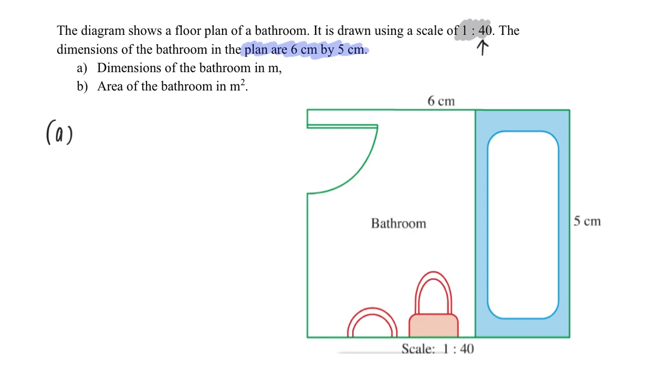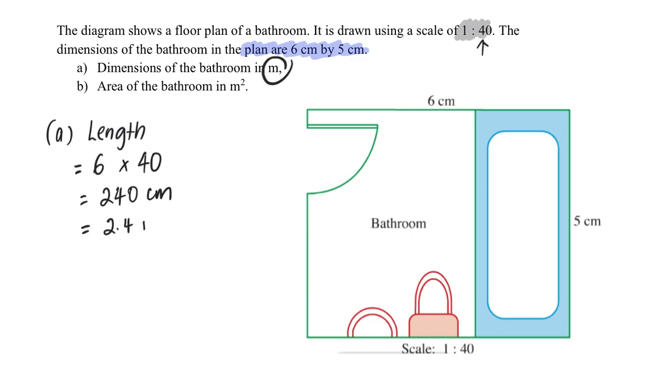Notice, just now we saw that the scale is 1:40. This means the actual length or actual dimensions are 40 times larger. So the dimensions are pretty straightforward, isn't it? I just need to multiply by 40. This will give me 240 cm. Convert it to meters, 2.4 meters.